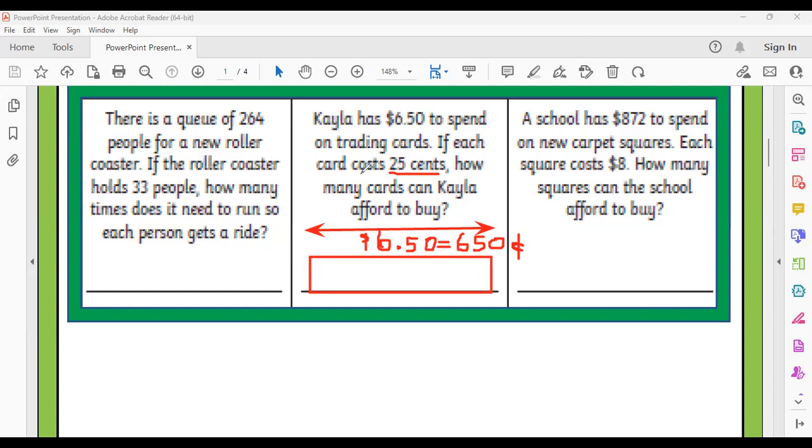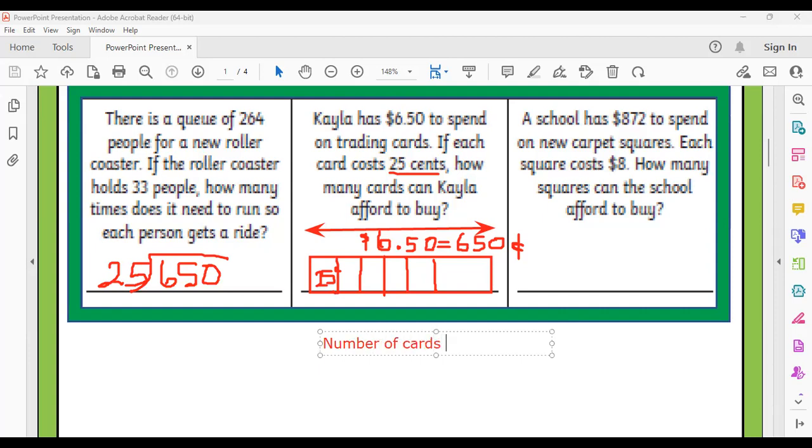Now, what she does, she buys trading cards, like the game cards, Pokemon cards or whatever card. One card is 25 cents. So how many cards can she buy? You can use various methods. If you think division is going to be easy, then take 650 and divide by 25. This is the calculation. To write it as a number sentence, number of cards equals 650 divided by 25. That's a division number sentence.